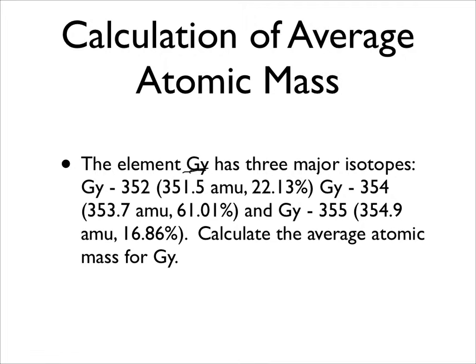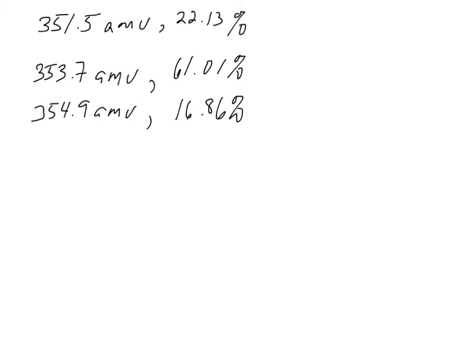So we have gymnasium-352, gymnasium-354, and you can read the percent abundance and the AMUs, and gymnasium-355 with that mass and that percent abundance, and our job is to calculate the average atomic mass for gymnasium. So the first thing we should do is we should write out all of our atomic mass units and our percent abundances. First step in problem solving is always writing down what do you know. So here are all of our atomic mass units and our percent abundances.